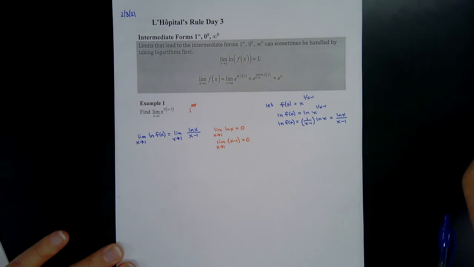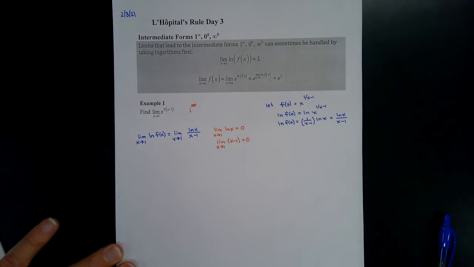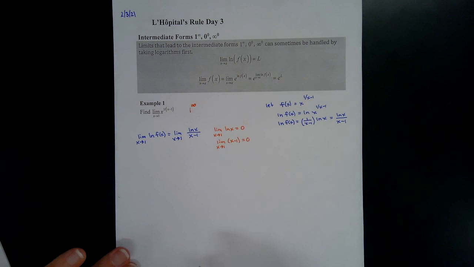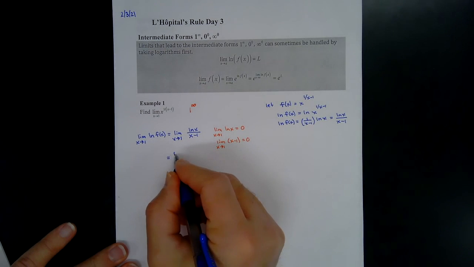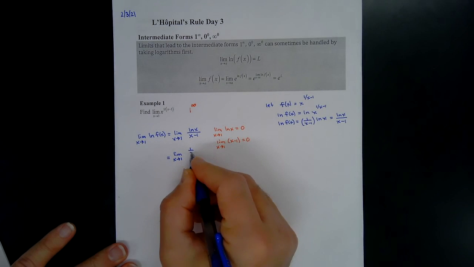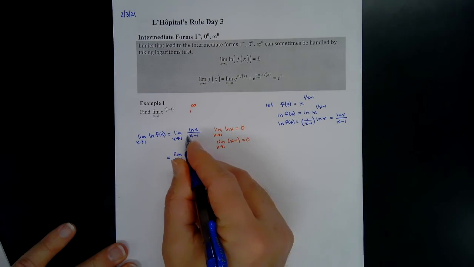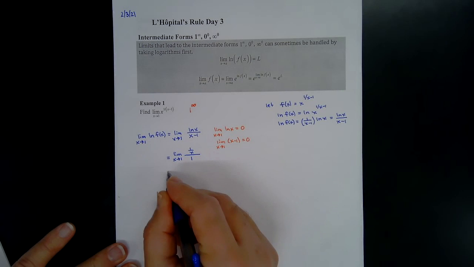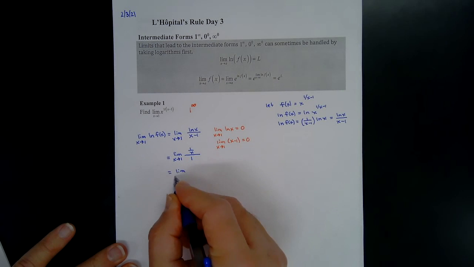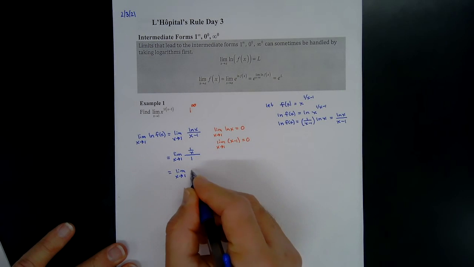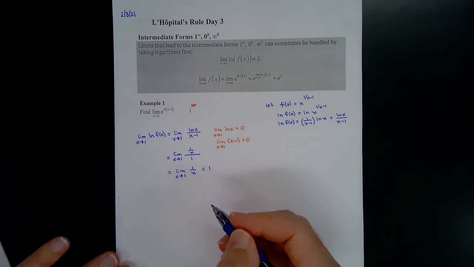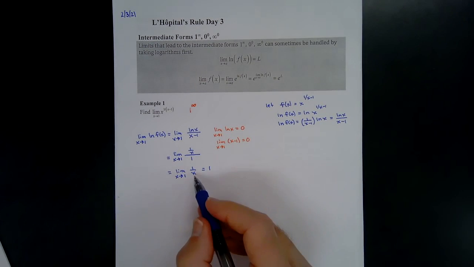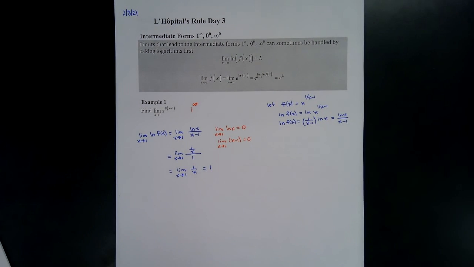So we have 0 over 0, and so this is where we use L'Hopital's rule. The derivative of natural log of x is 1 over x. So this becomes the limit as x approaches 1 of 1 over x over the derivative of x minus 1, which would just be 1. So this would be the limit as x approaches 1 of 1 over x, and that just becomes equal to 1, because we can do a direct substitution, and 1 divided by 1 is 1.